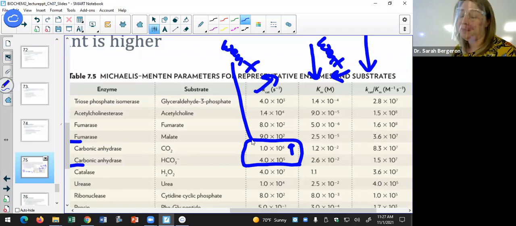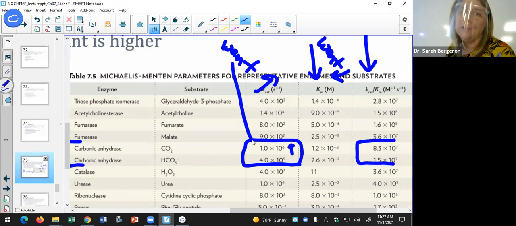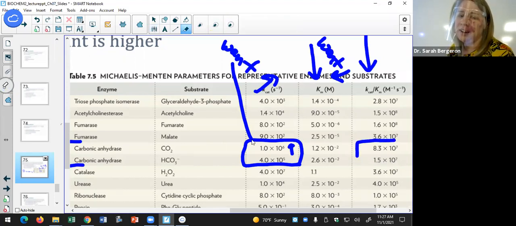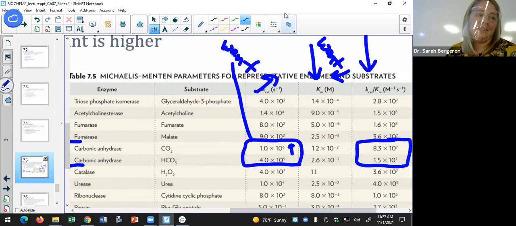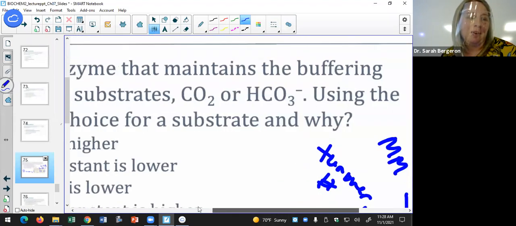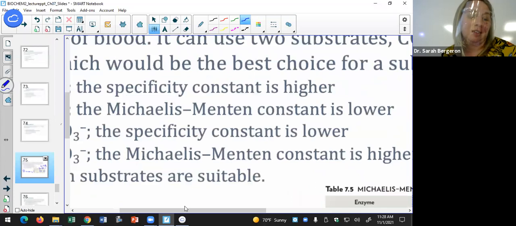Yes, ma'am. Is specificity constant the same as Kcat? No, this is the specificity constant. I'm sorry, say that again. Is specificity constant the same as Kcat? We'll see. Yes, talk it back up.